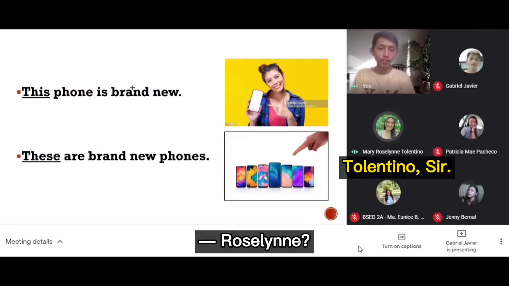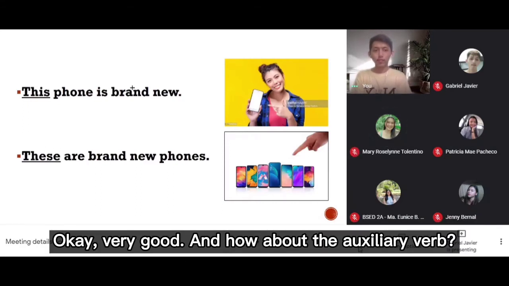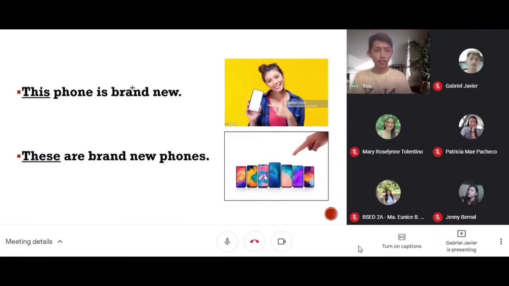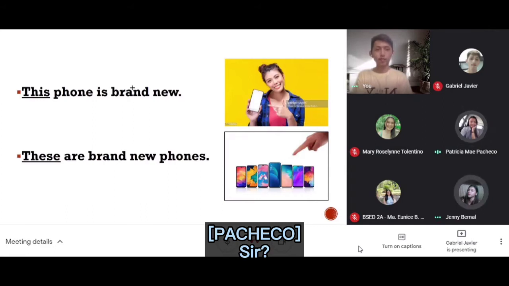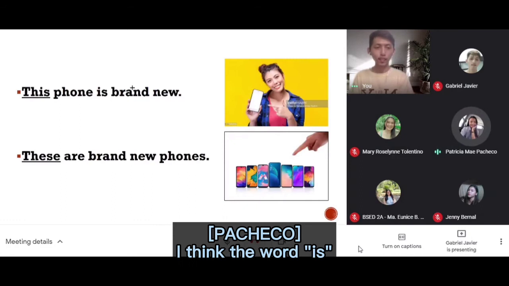Rosalind? Valentina, sir. Okay, Valentina. I think the noun in the sentence is the word phone. Okay, very good. And how about the auxiliary verb? Sir, yes, Pacheco. I think the word is.